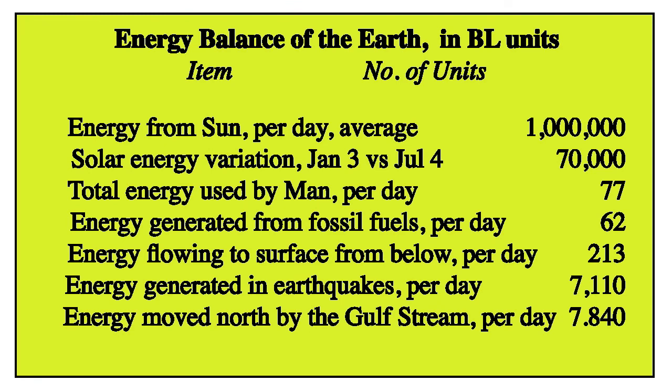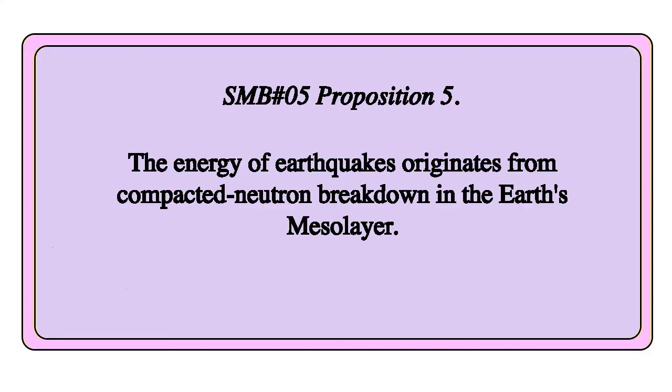All the energy we get from within the Earth ultimately originates from neutron breakdown in the meso layer. This includes the biggest item, the energy from earthquakes. The big amount of energy we get from earthquakes is not usually thought about. What's more, if you look in conventional sources for its origin, you'll find absolutely nothing. This is a new idea for the world.